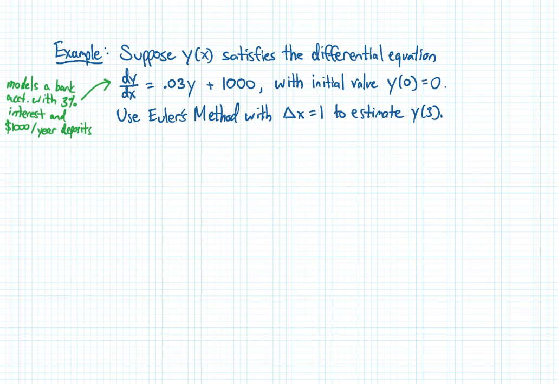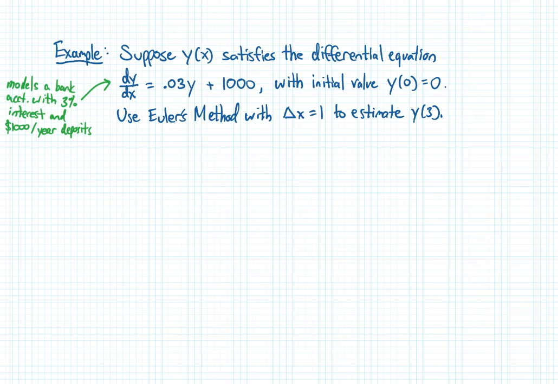And it might actually help as we go through Euler's method to think about this, because the difference between what we'll do with Euler's method and the differential equation is that the differential equation is supposed to be a continuous process, where in this situation with the bank account, you would be continually earning interest and continually depositing money into the account.